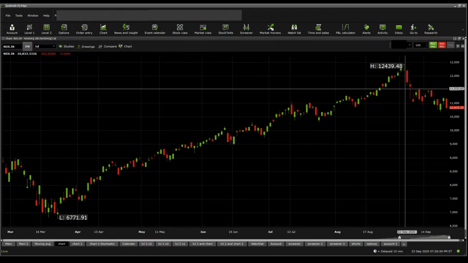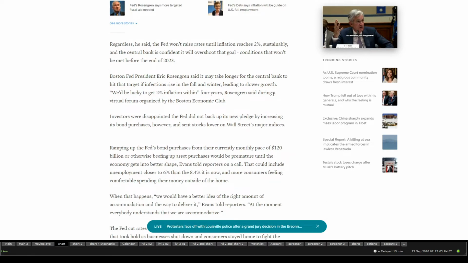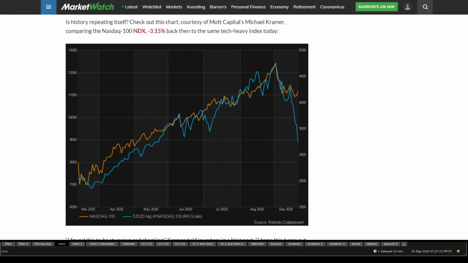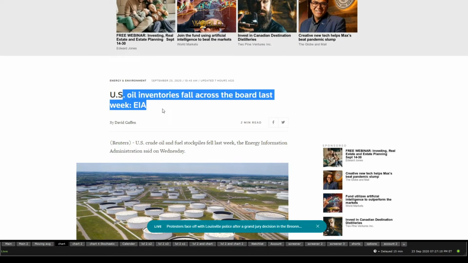Now, if we were to look into some of the news, so some of the news includes that the Feds are not increasing the rates until, for instance, inflation reaches 2%. So that probably won't even be met until 2023. So that is positive news there. Now, before we go into there, the U.S. oil inventories fell across the board last week. So that is great. It increased the oil prices just a little on the dip back.